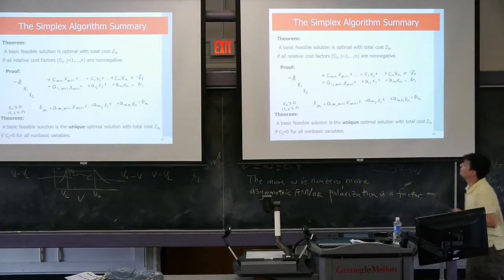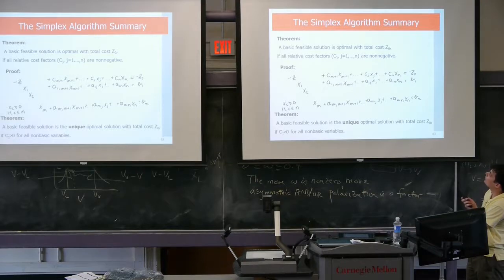Okay, and here is a theorem that's important to us: the basic feasible solution is optimal with total cost Z0 if all relative cost factors are non-negative. So we have this simplex algorithm rule that if we have this basic feasible solution, and if all these cost factors are non-negative, then it's a global optimum. And this is very easy to see, right?